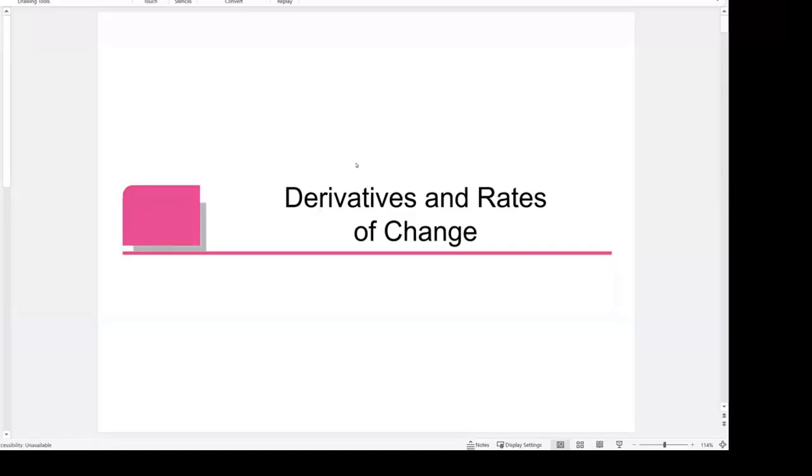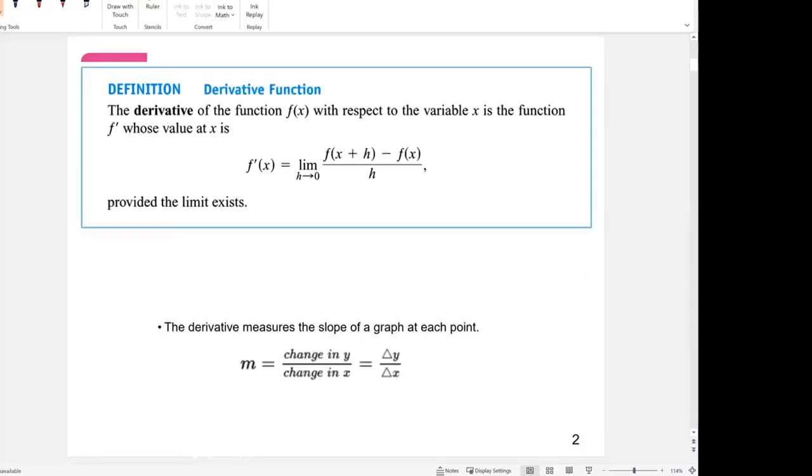Hey guys, welcome to derivatives and rates of change. We're going to start off today with the definition.